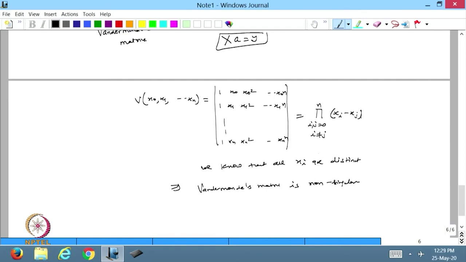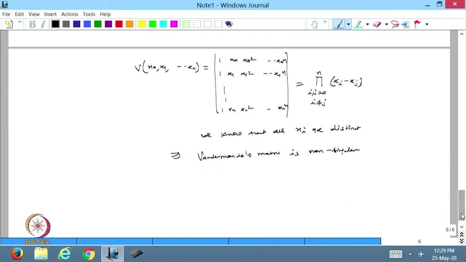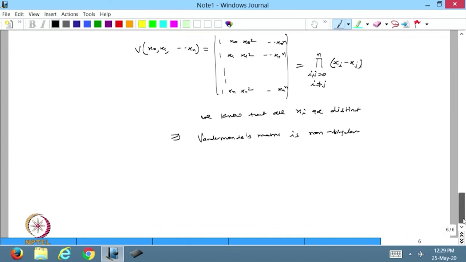This method is good whenever we find that the values of xi and xj are not close to each other, they are distinct, and the difference is quite good. So from here I can say that this Vandermonde matrix is a non-singular matrix, and based on this non-singular matrix we can solve the system.